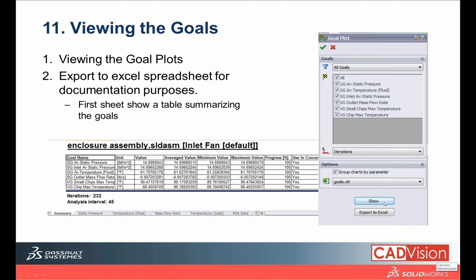It will come out with a table which includes the average value, minimum value, and maximum value. 100% simply means that it has already converged in our case. Once you're done with this, you can export it into Excel, and the first sheet will give a summary of all the studies, and the continuing sheets will give detailed values of how it converges. You will have a graph, and you will have the values from each iteration.